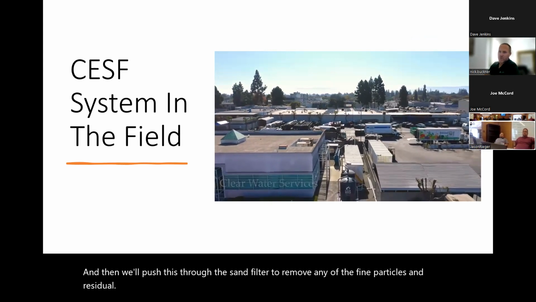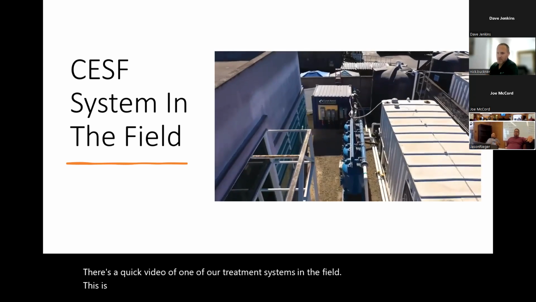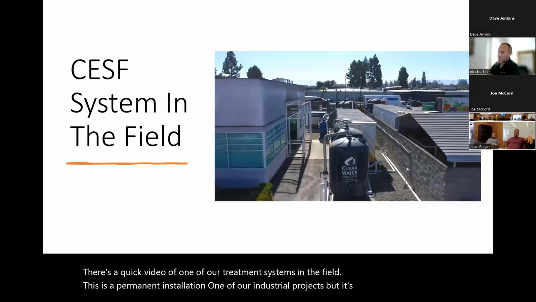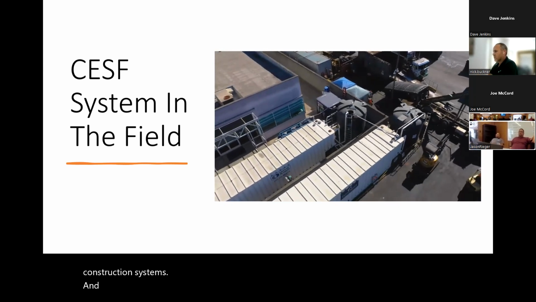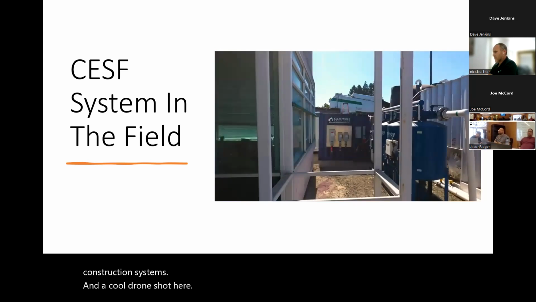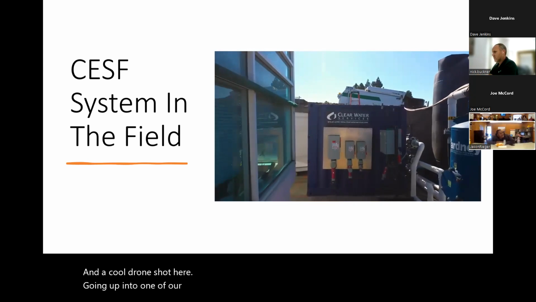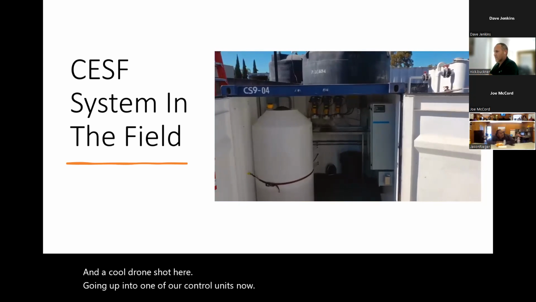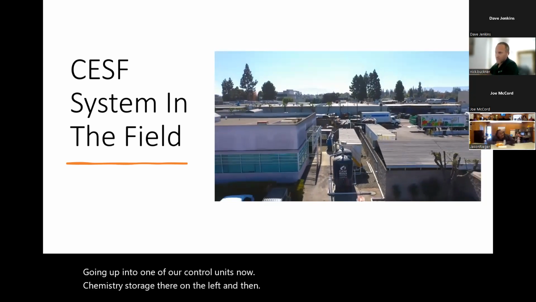This is a quick video of one of our treatment systems in the field. This is a permanent installation, one of our industrial projects, but it's very similar to our construction systems. Kind of cool drone shot here. Going up into one of our control units now. So you have the chemistry storage there on the left, and then turbidity and pH monitoring devices.